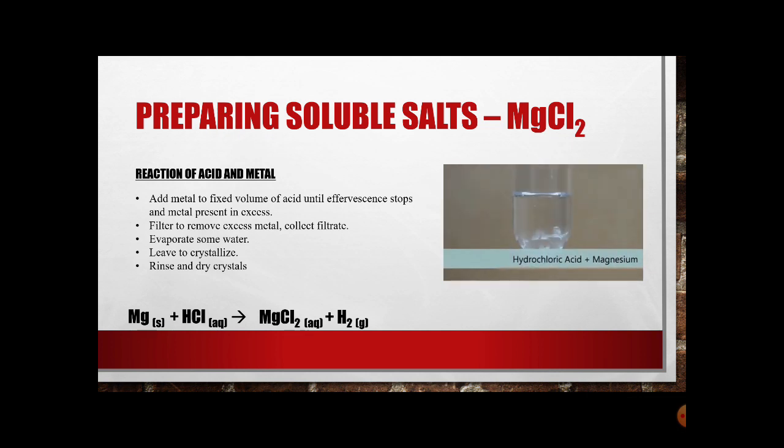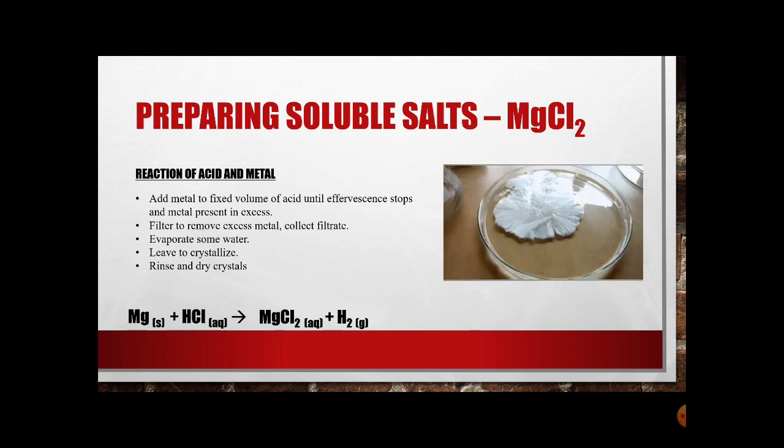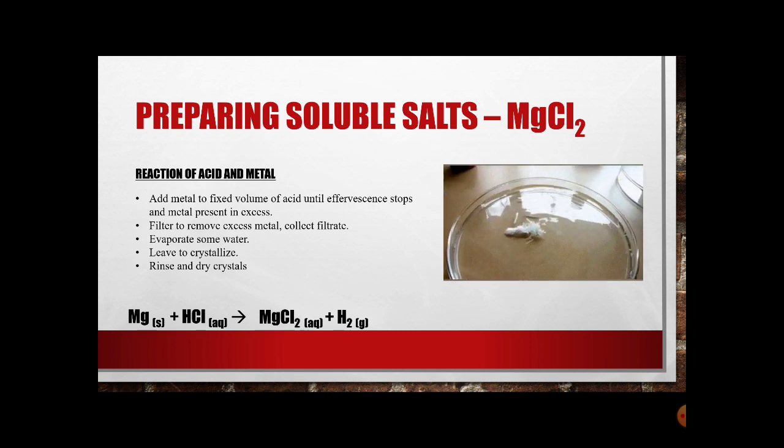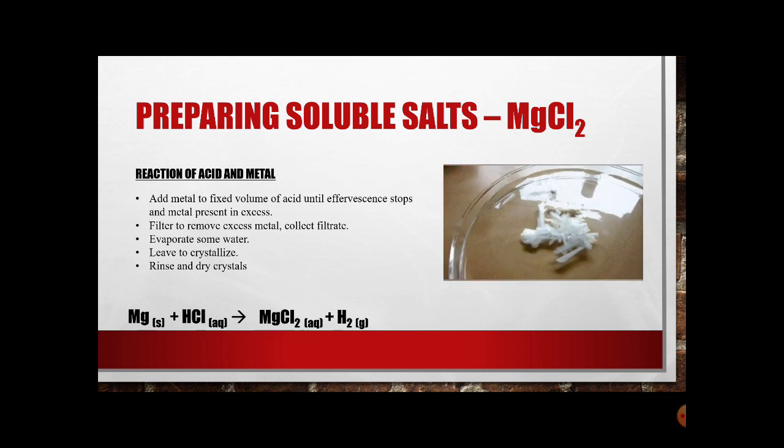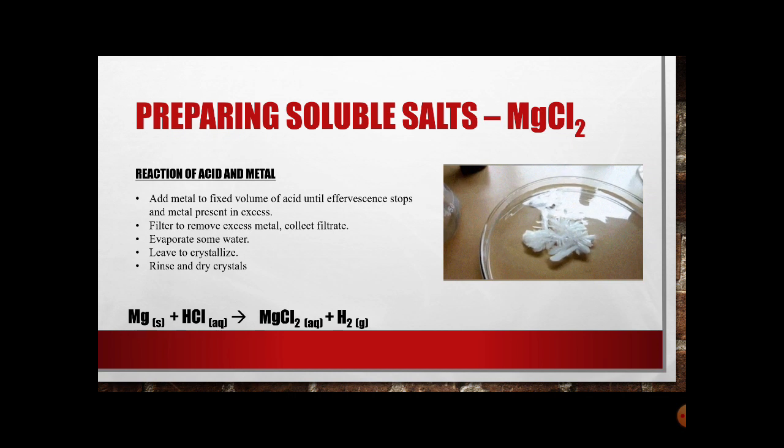Since metals can't be dissolved, the mixture is then filtered to remove the excess metal left from the reaction. The mixture is heated to remove some of the water by evaporation, leaving a concentrated salt solution which will crystallize, giving us our salt sample.